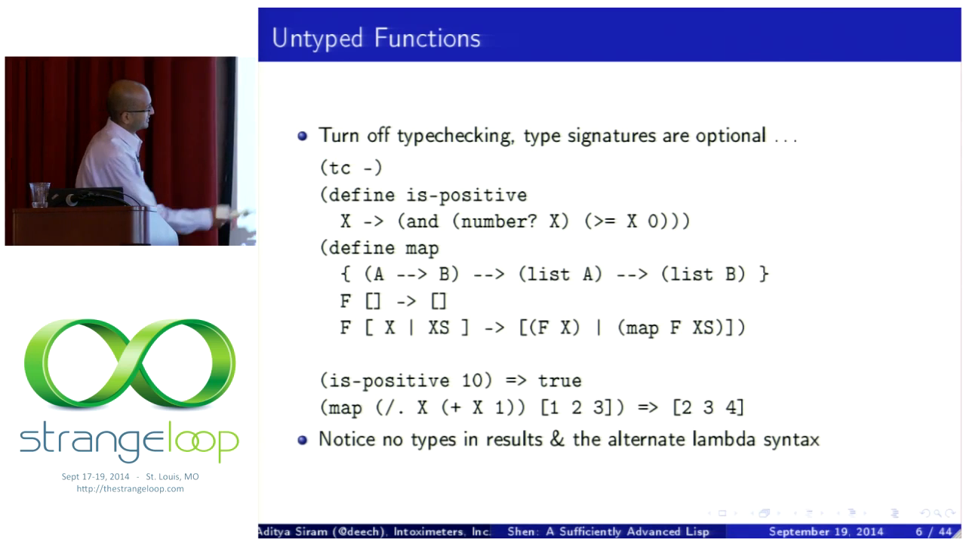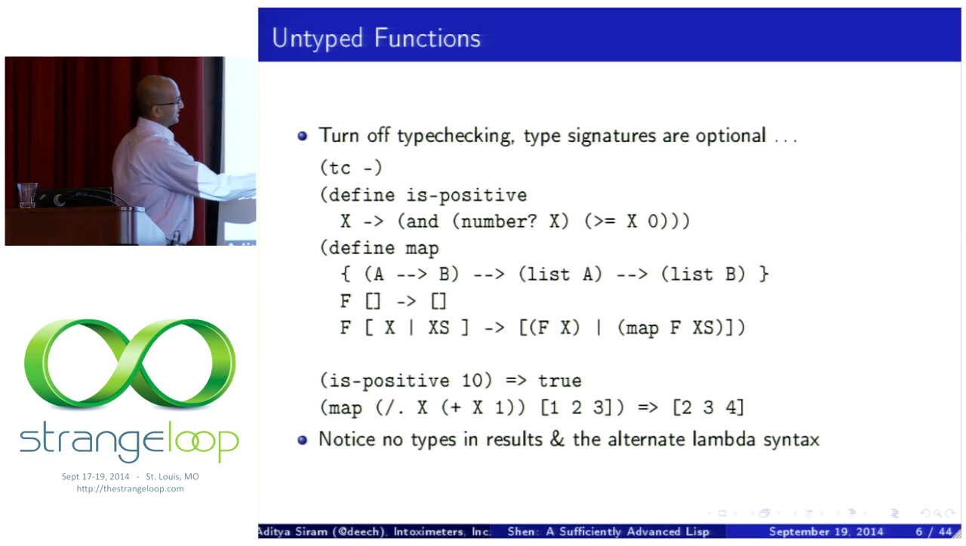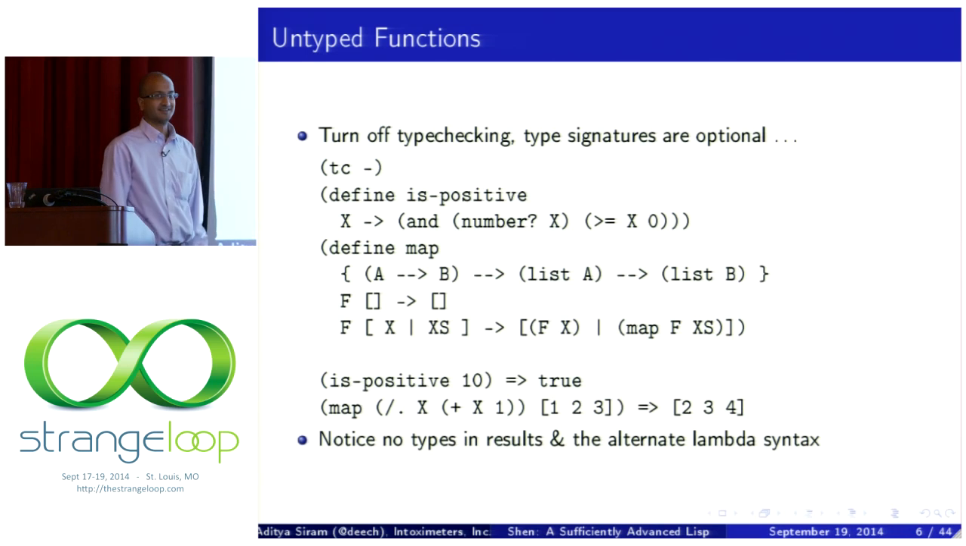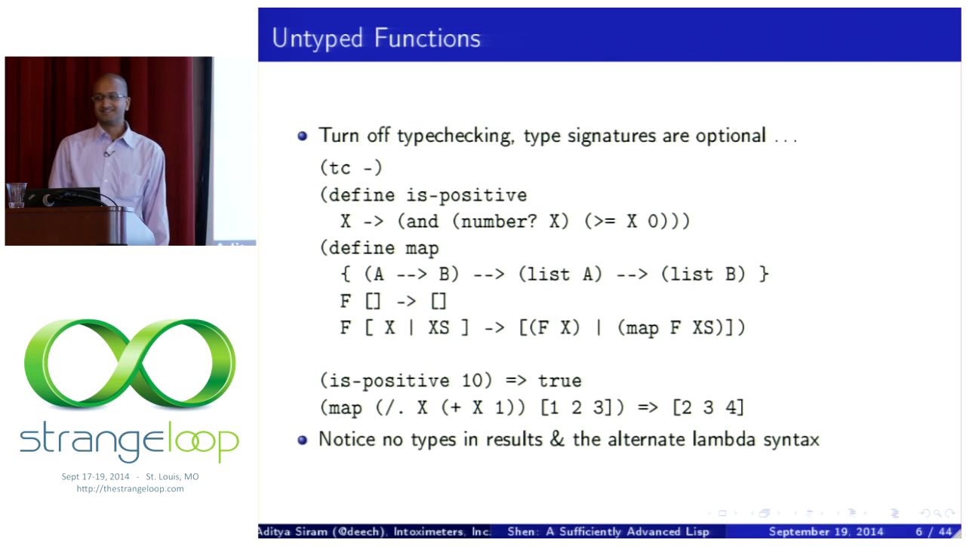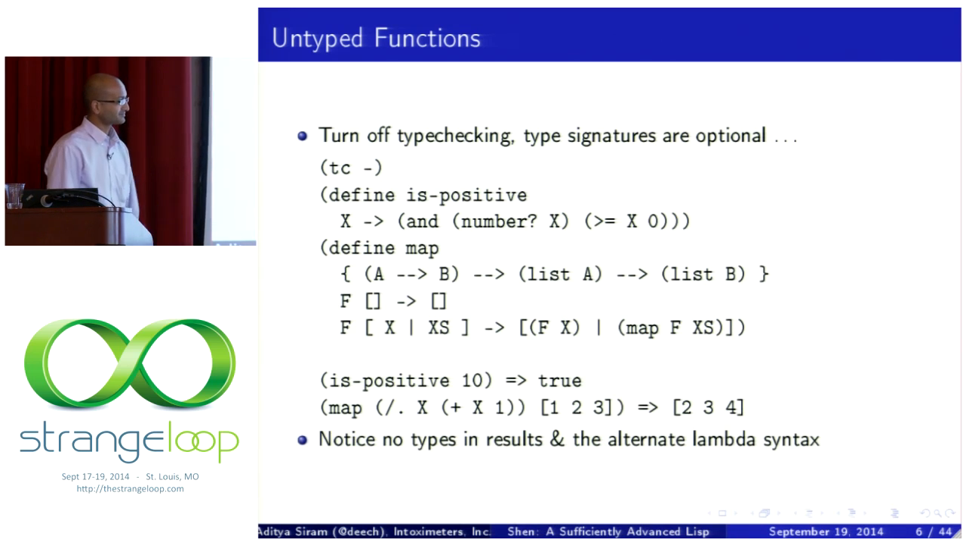But notice I also snuck in this weird alternate lambda syntax that Shen has. It's /dot. And the reason they have that is because if you squint at it right, it kind of looks like a lambda. That's it. That's the only reason that's there. You can just use lambda if you don't like that.